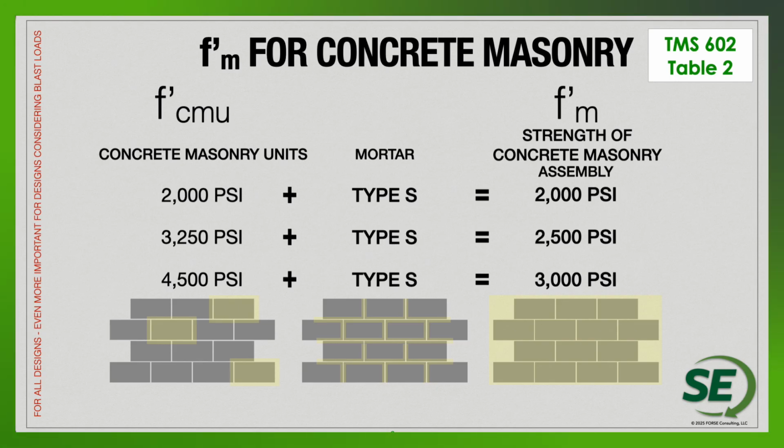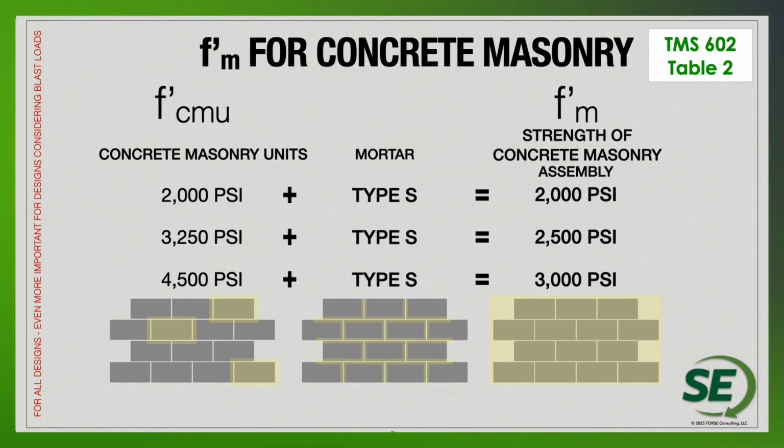This is all based on Table 2 within the TMS 602 code. We have units in the far left column of a certain strength, and then we utilize, say, type S mortar. Now there's type M, type S, and type N. Type M or S are really going to give us the equivalent overall assembly strength, but S is going to be a lot easier for the masons to work with. So we typically stick with type S mortar for structural. Type N is also available, but that would cause some reduction in overall capacity. So again, we're dealing with blast loadings, heavy loadings. Maybe we want to stick with the type S mortar.